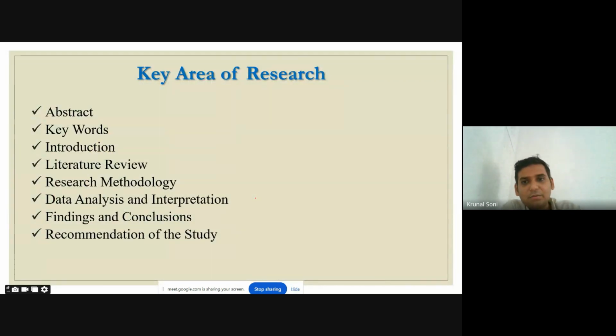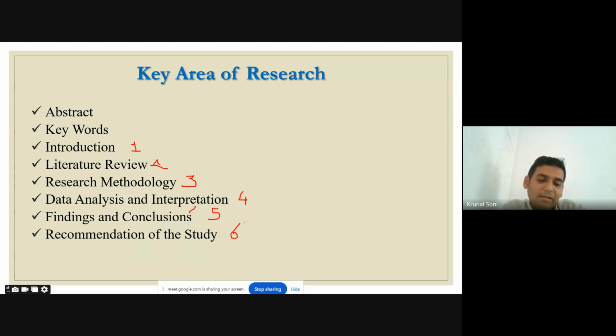So if somebody is asking you the ideal way of drafting a research paper, what are the basic parameters of the research paper? Firstly, we have to draft the abstract, keywords, then the introduction. This is nothing but chapter number one, usually. Literature review is chapter number two. Methodology is chapter number three. Data analysis and interpretation is chapter number four. Findings and conclusion is five. And recommendation is six. So this is the usual chapterization scheme as far as research paper writing is concerned.